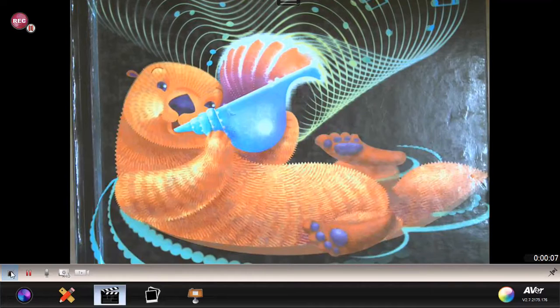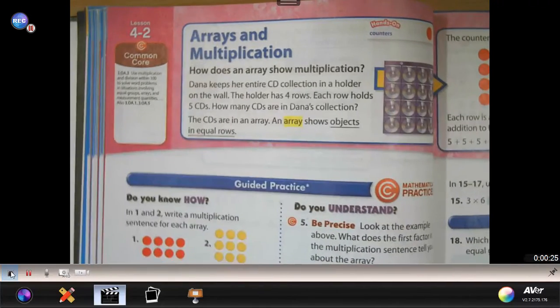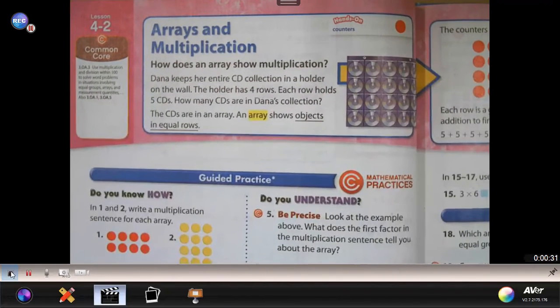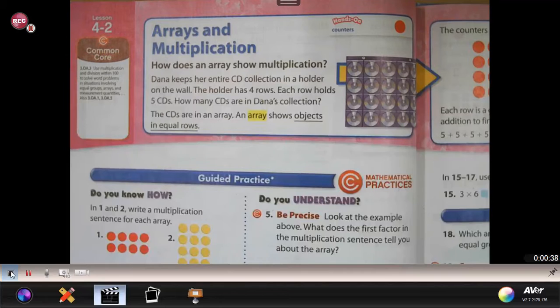This is Mrs. Jaramillo, and I want to take a look at your assignment in your Envisions math book on lesson 4.2, which is using arrays in multiplication. So we're going to open up our book to our lesson 4-2 on arrays and multiplication. If you remember, we started this lesson yesterday, and you were going to write multiplication sentences for the arrays that are in this particular book.